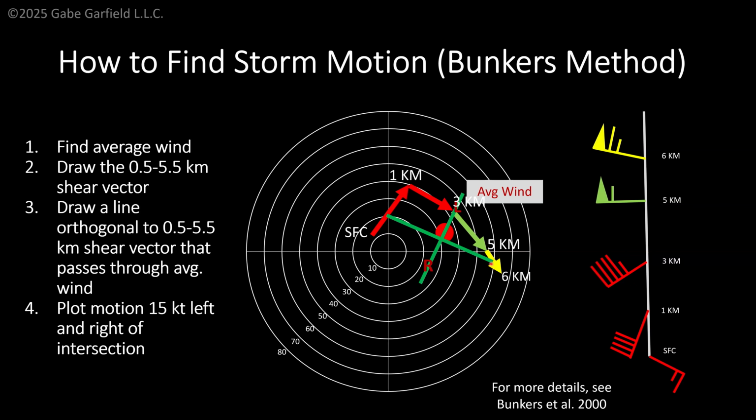And basically, in this case, your right mover is going to be moving east-southeast at 25 knots, which is what you see here. And your left mover is going to be going, let's say, northeast at about 10, 20, 30, 40, 45 knots. So it's moving pretty darn fast in this case. So that's how you would find the right moving and left moving supercell motion.